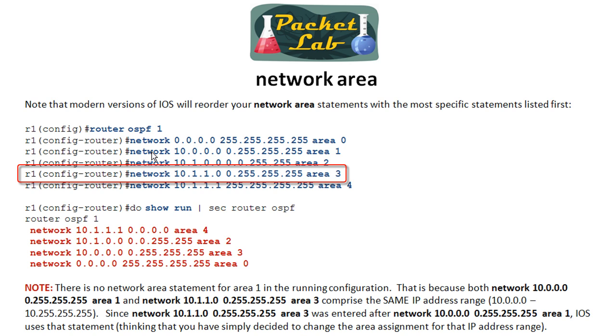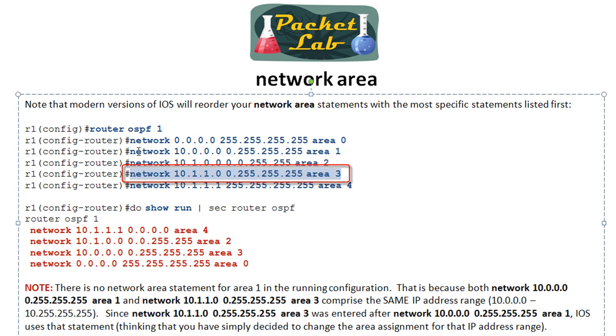We put this in after we had put in our area 1 statement. Well, we have a network of 10.1.1.0. Oh, that's a different network. But with the wildcard 0.255.255.255, this is not a different network. Because the wildcard mask is zeros in the first octet, I only care about this 10. I don't care about the rest of this. So when this goes into your configuration, it's going to be 10.0.0.0 with the 0.255.255.255 area 3. And we see that down here.